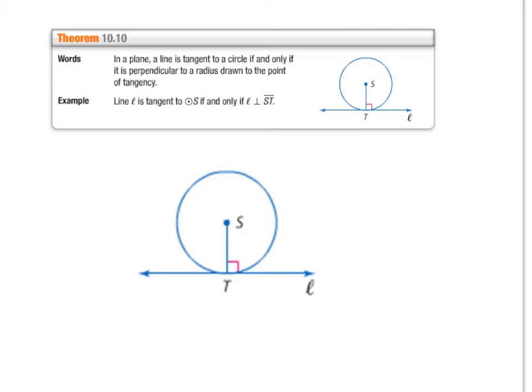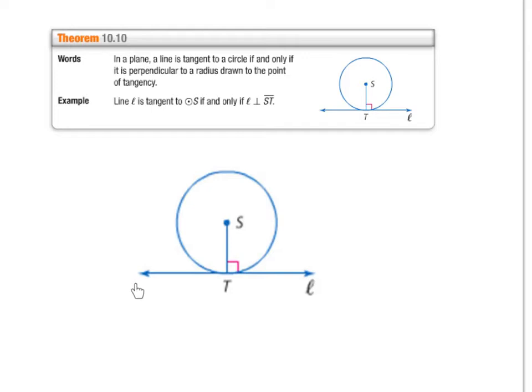Alright, let's do it. Let's look at our first theorem in this chapter section. It says, in a plane, a line is tangent to a circle if and only if, and again, that if and only if means that this theorem works both ways. The theorem works and the converse of the theorem also works. So, in a plane, a line is tangent to a circle. If that is true, then it is perpendicular to a radius drawn to the point of tangency.